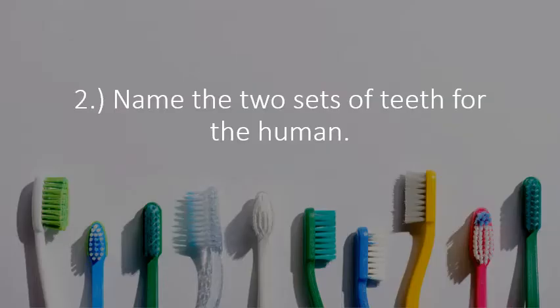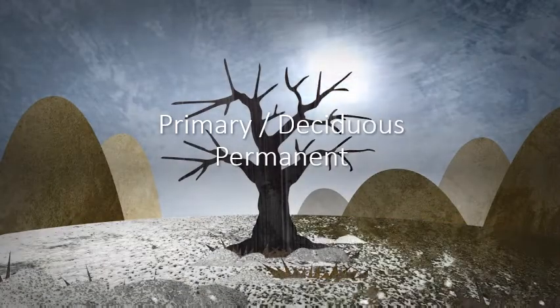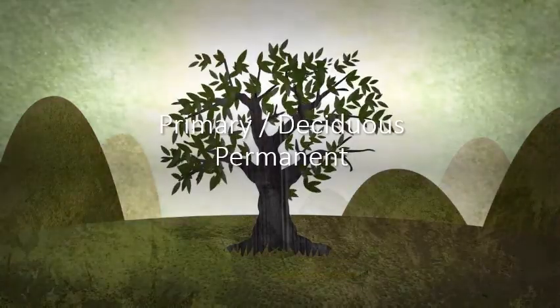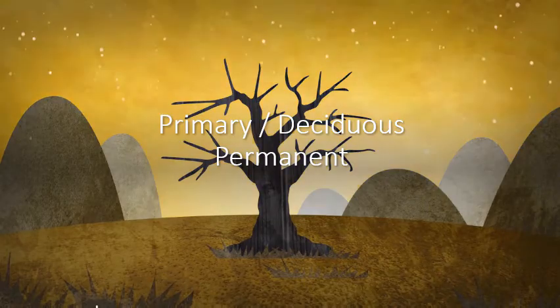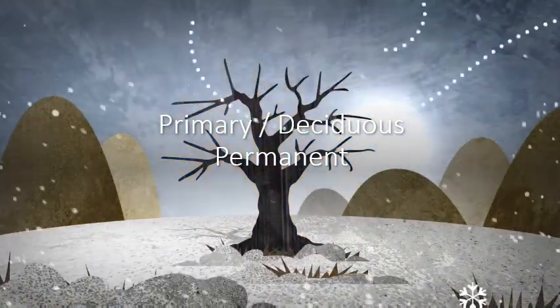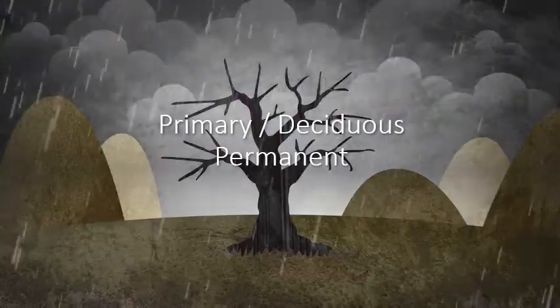Now the next question is, name the 2 sets of teeth for a human being. So the answer is very simple. The 2 sets of teeth are the primary or deciduous teeth, and then the next are the permanent teeth, the permanent dentition.